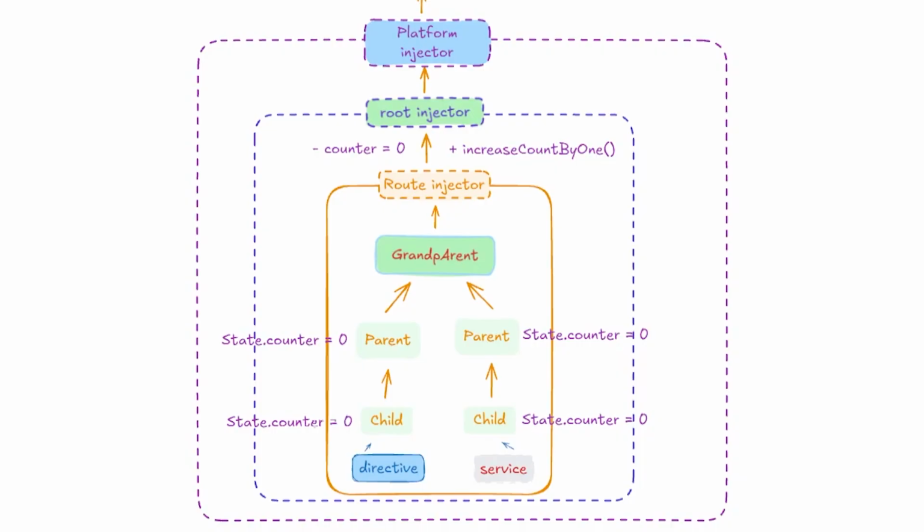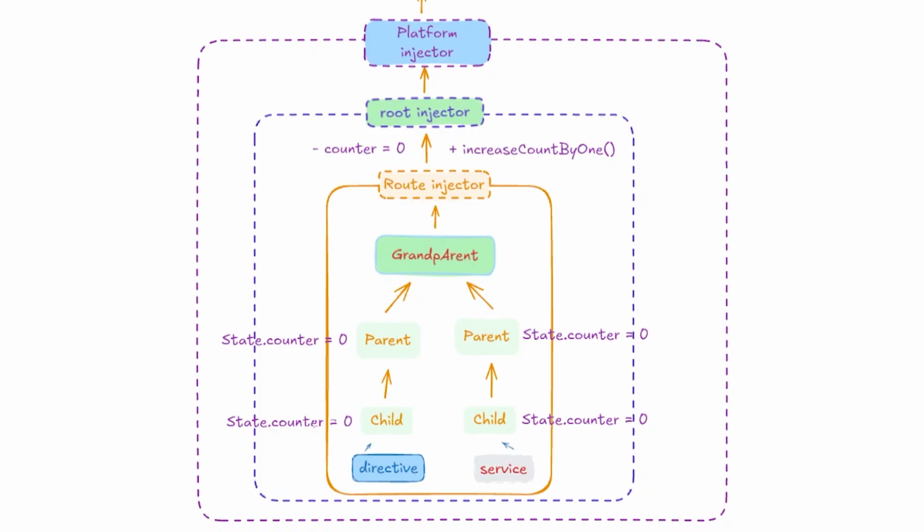Now, as I promised earlier in this video, let's take a closer look at the Singleton concept. Let's assume our route injector has instantiated a state service. This service has a field called counter and a method that increases the count by 1. And as you probably already understood, if an injector further down the chain doesn't have its own instance of the state service provided, it will look up the tree for the first provider it finds. In our case, it will be the state service instance provided by the route injector. And that means this instance is shared with all of the child injectors.